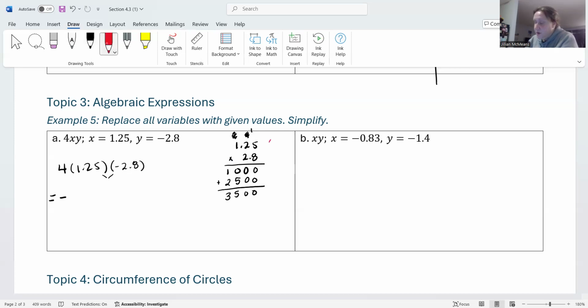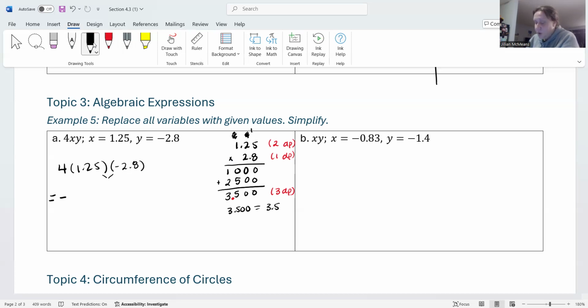Now let's address the decimal point situation. So my first factor, 1.25, has 2 decimal places. My second factor has 1 decimal place. That means my final product needs 3 decimal places. So I want to put my decimal 3 places back, but 3.500 is exactly equal to 3.5. So I'm going to be inclined to just write that as 3.5.